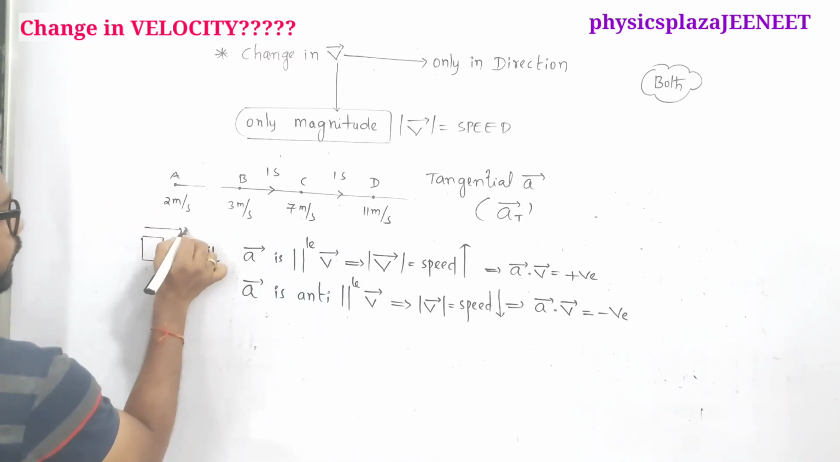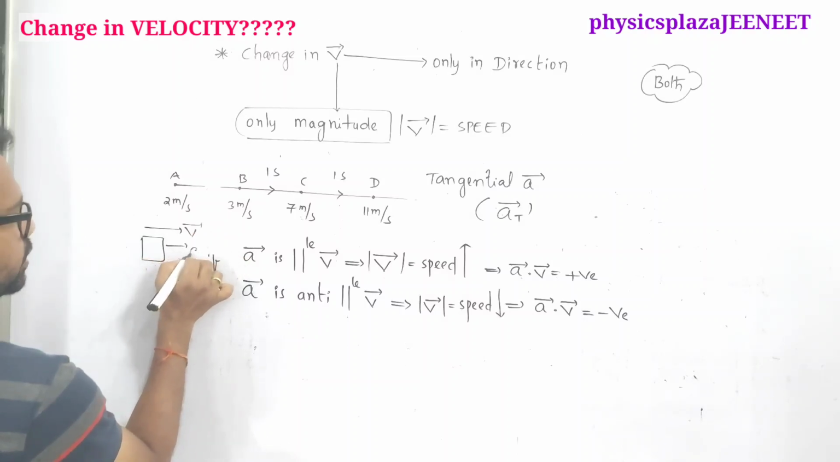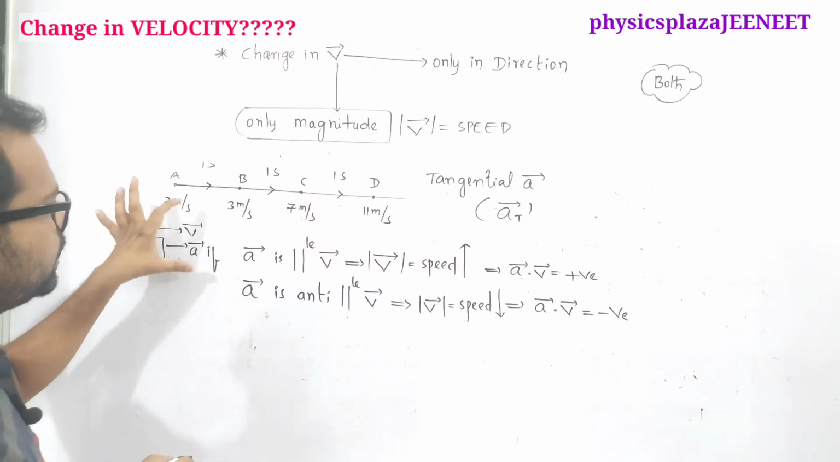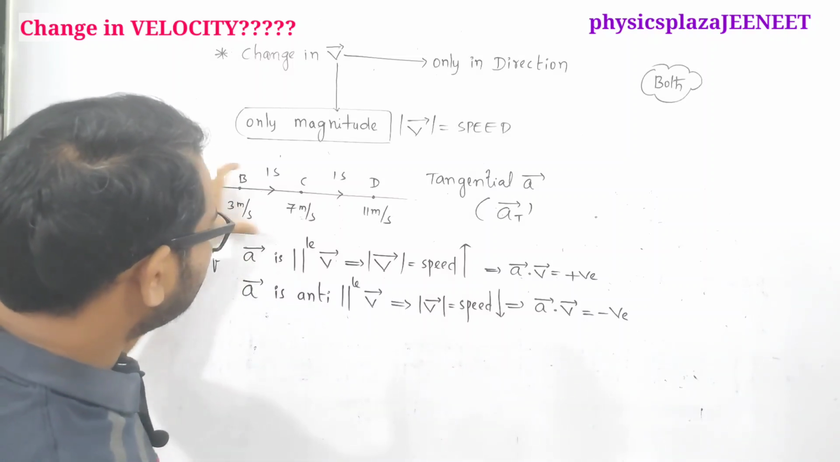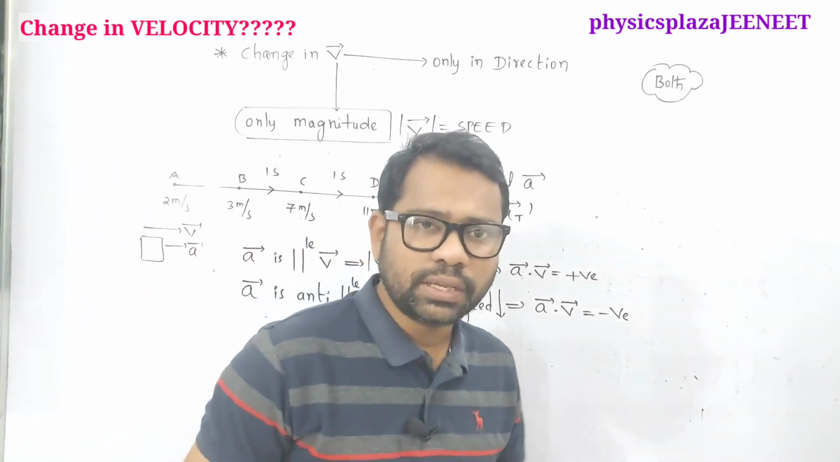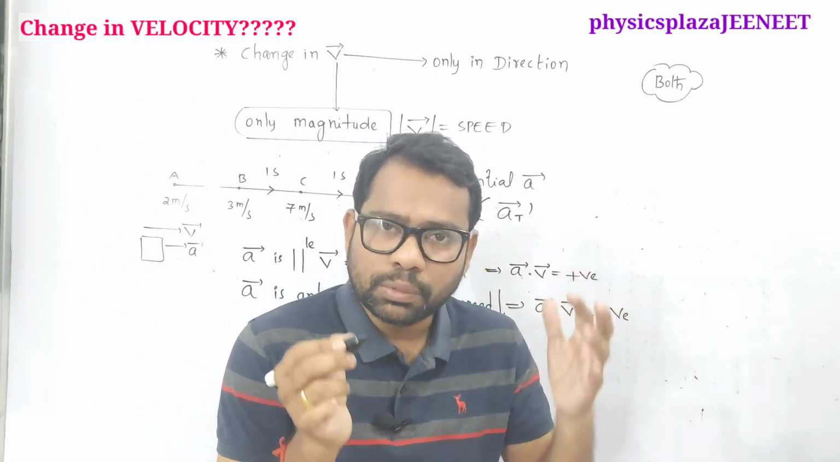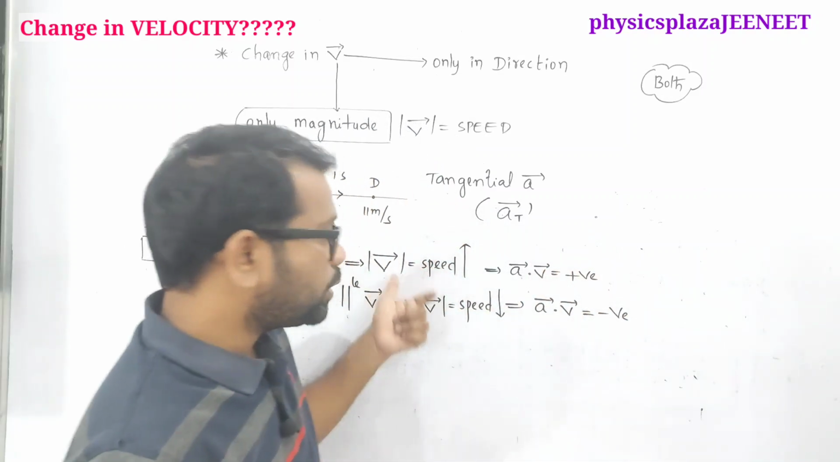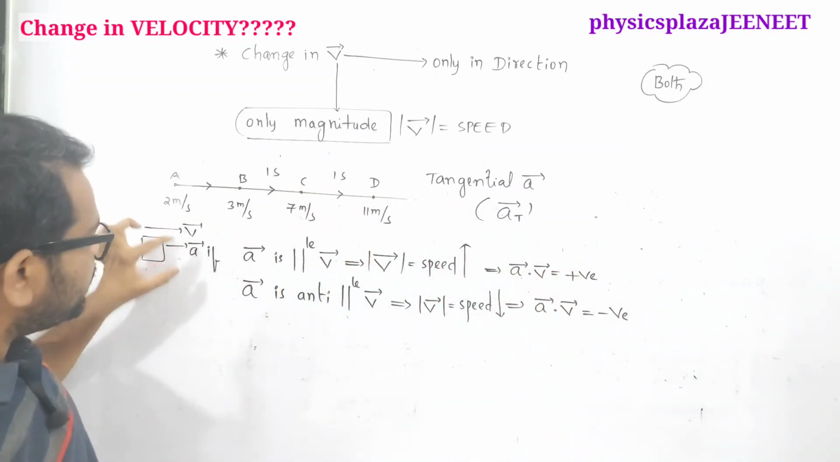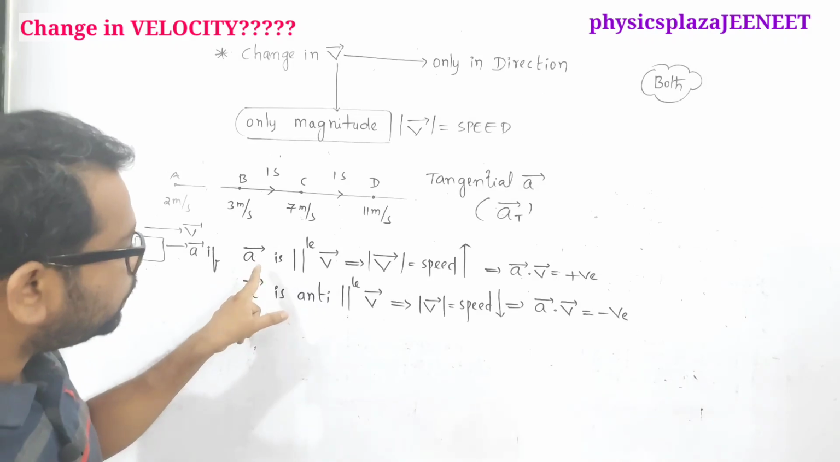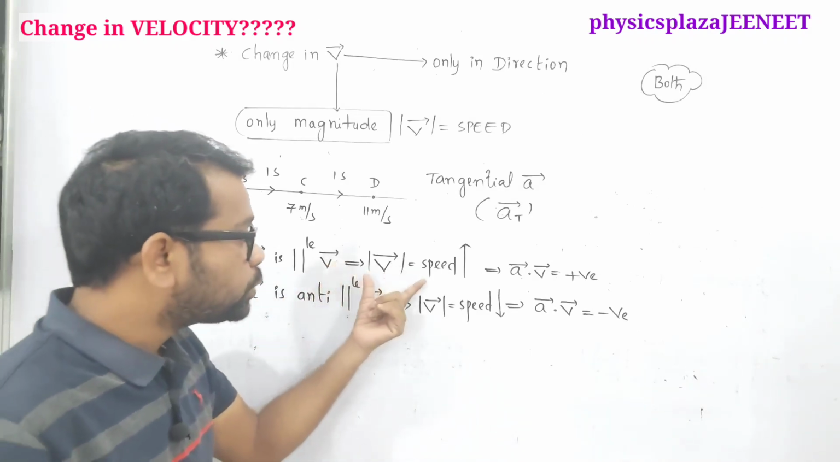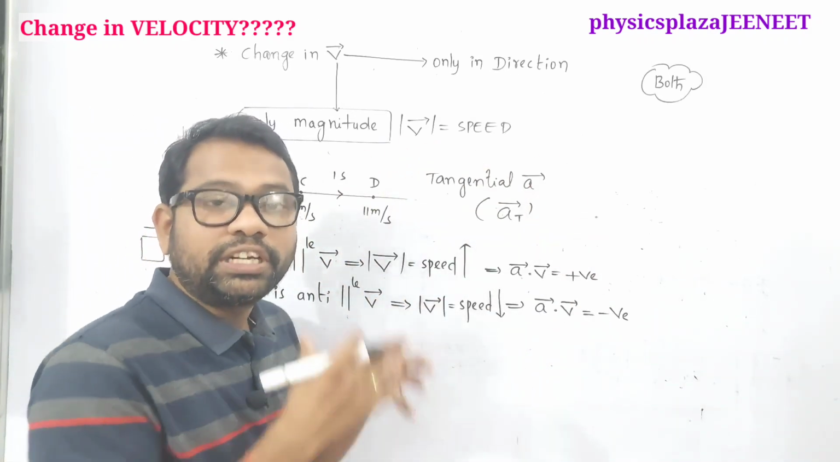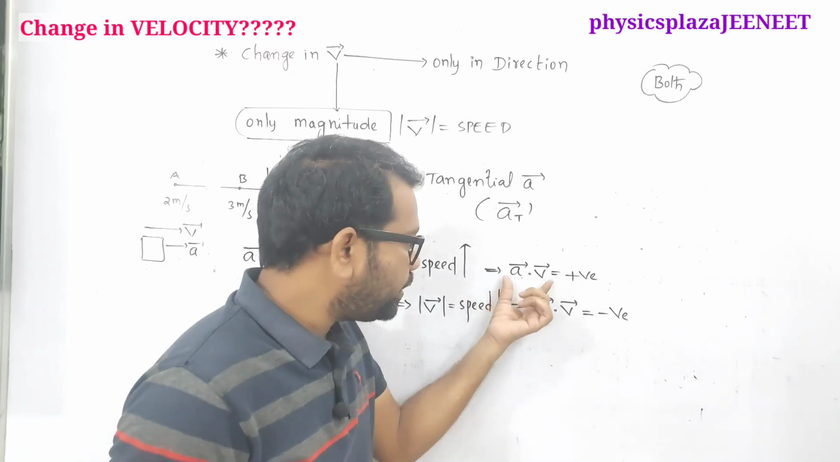So children, let us take one object here. Here velocity and acceleration are both in the same direction. When a body is going in a straight line motion, there is no point in discussing the direction. It is all about the magnitude. Magnitude of velocity is nothing but the speed only. So we have to talk about the change in speed. If the acceleration is in the direction of velocity, that is both are parallel to each other, then its speed increases. Then the dot product a·v is positive.